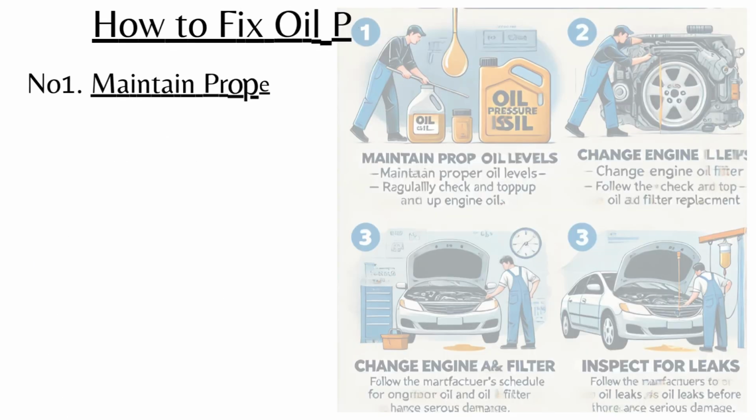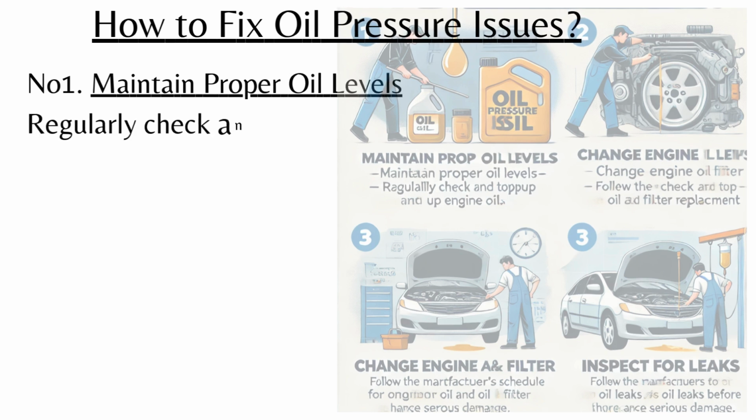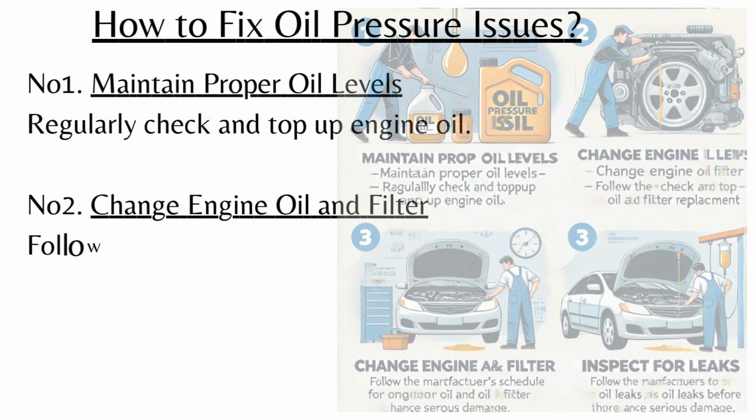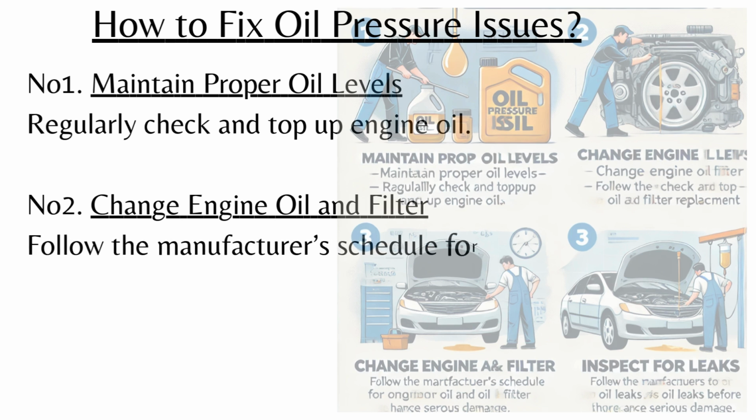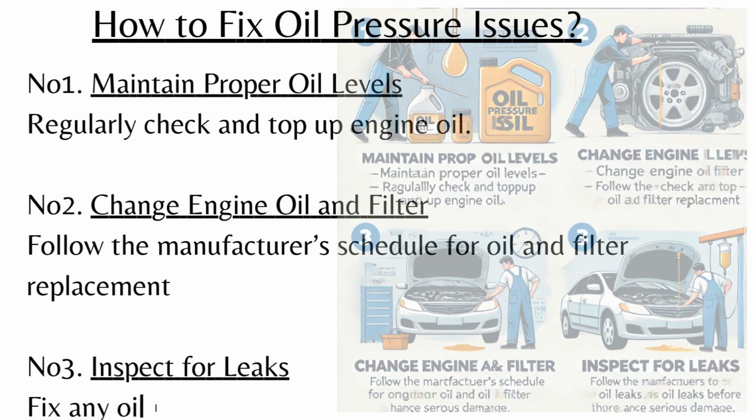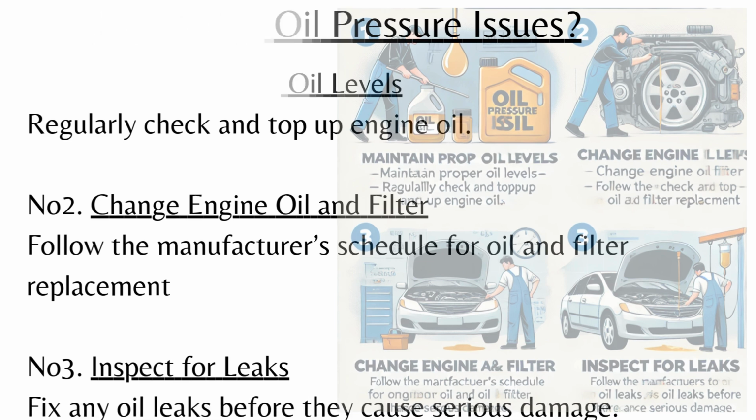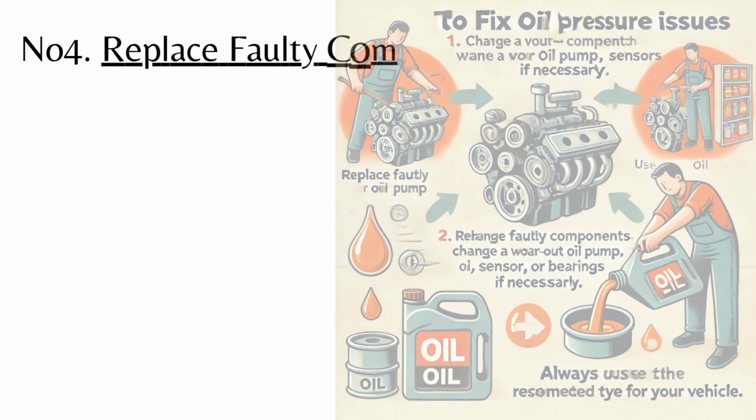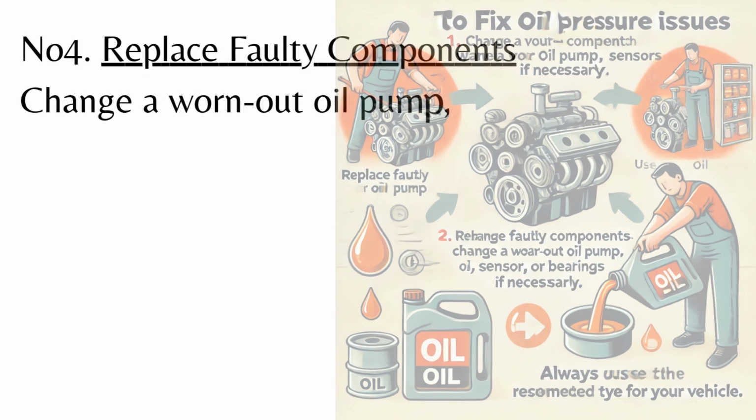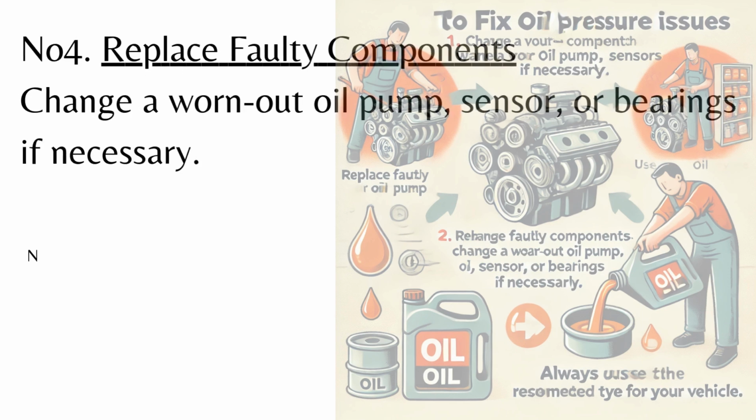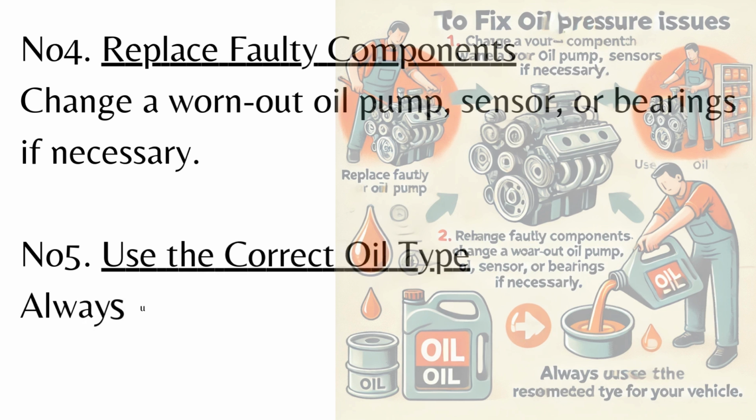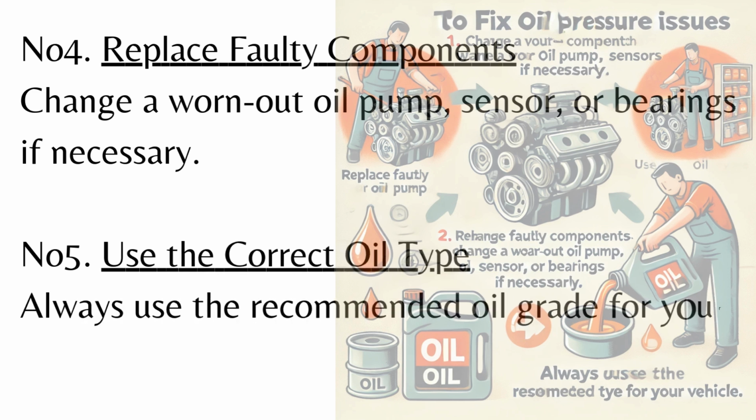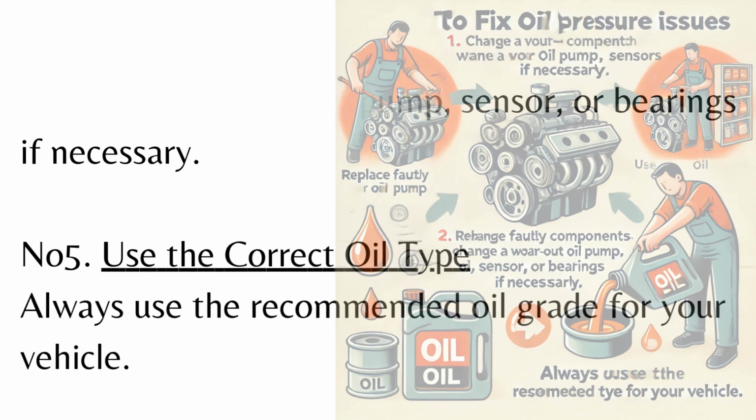How to fix oil pressure issues. 1. Maintain proper oil levels. Regularly check and top up engine oil. 2. Change engine oil and filter. Follow the manufacturer's schedule for oil and filter replacement. 3. Inspect for leaks. Fix any oil leaks before they cause serious damage. Number 4. Replace faulty components. Change a worn-out oil pump, sensor, or bearings if necessary. Number 5. Use the correct oil type. Always use the recommended oil grade for your vehicle.